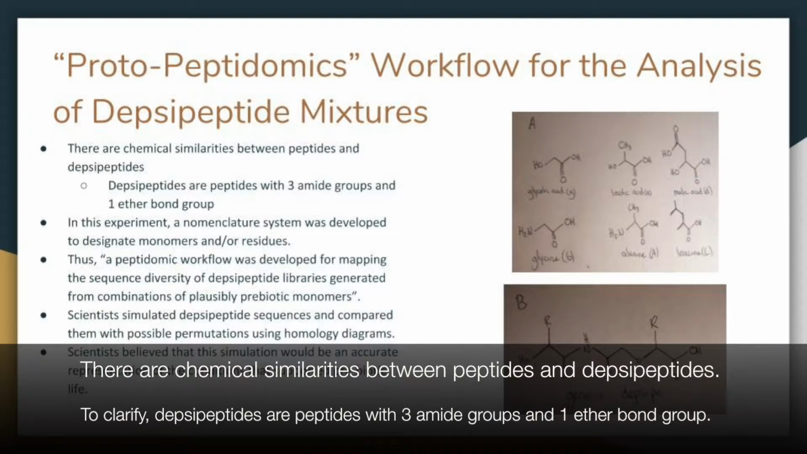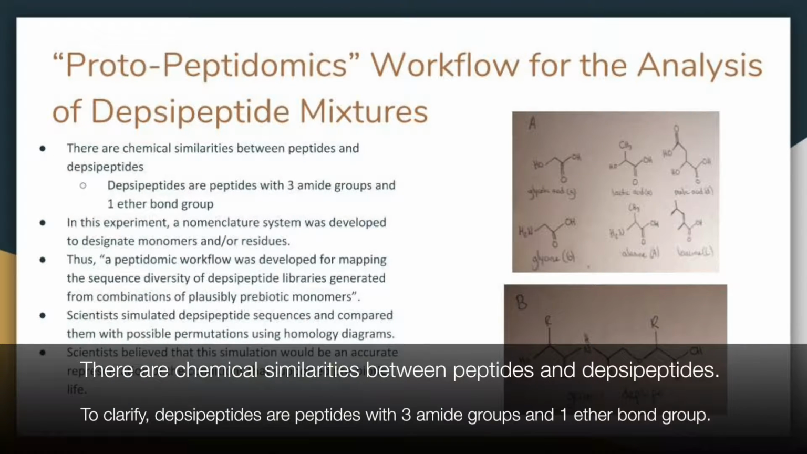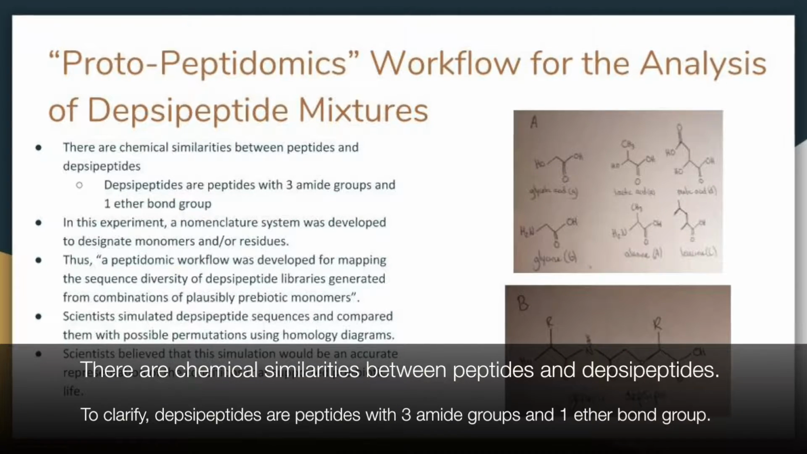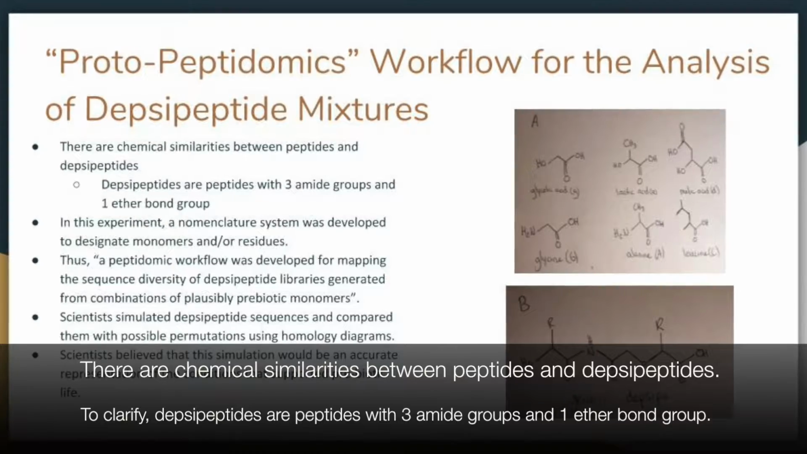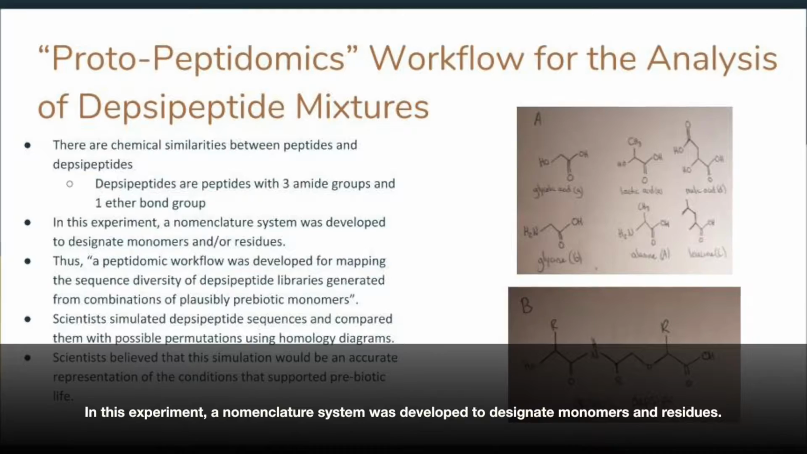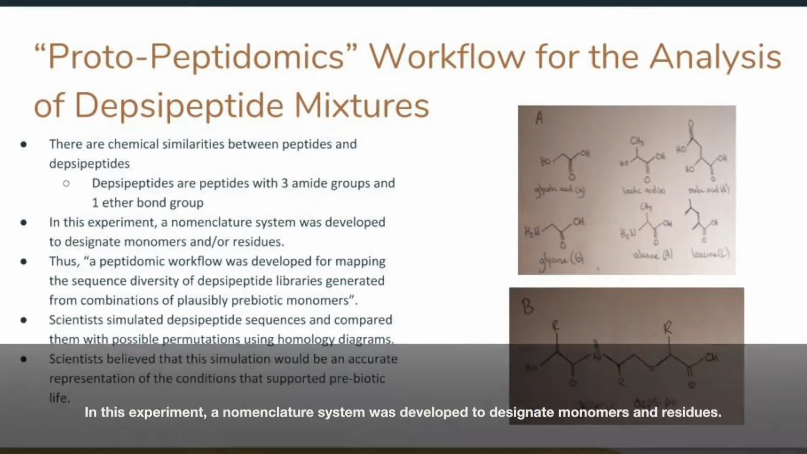There are chemical similarities between peptides and deoxypeptides. To clarify, deoxypeptides are peptides with 3 amide groups and 1 ether bond group. In this experiment, a nomenclature system was developed to designate monomers and residues.